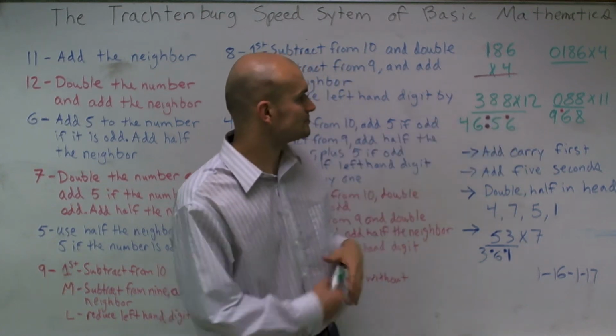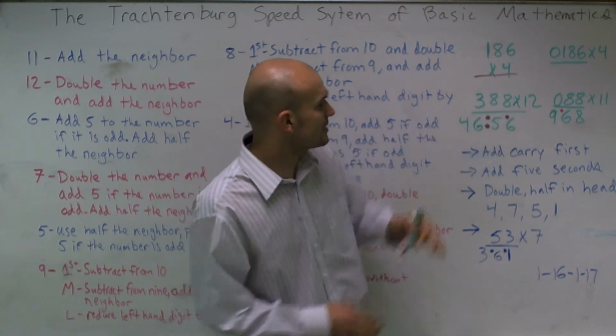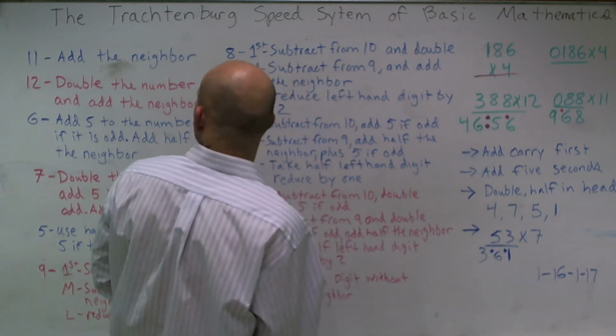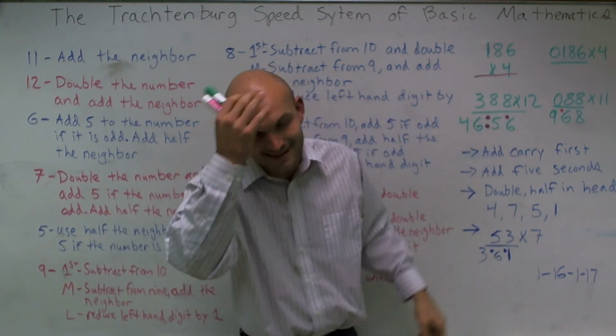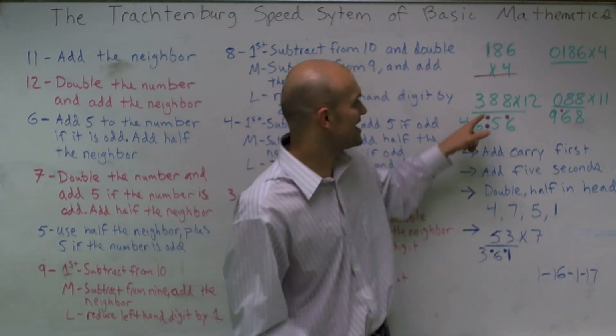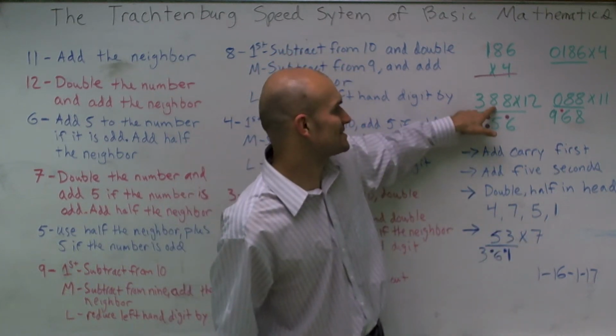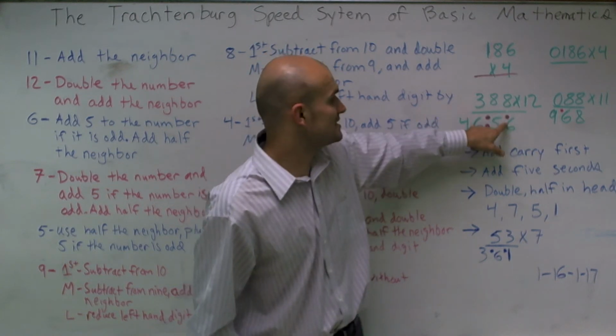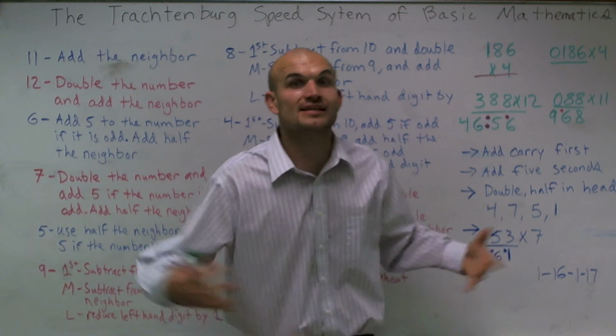So 16, half of my neighbor, I'm sorry, double is going to be 16. Double the number, and, I'm sorry, half of 16. Add my neighbor, which will be 24. For some reason, I'm thinking half the neighbor. So I have double 8, which is 16. Add my neighbor, which is going to give me 24. Then you see I have to add my carry 1, so that's going to give me 25.